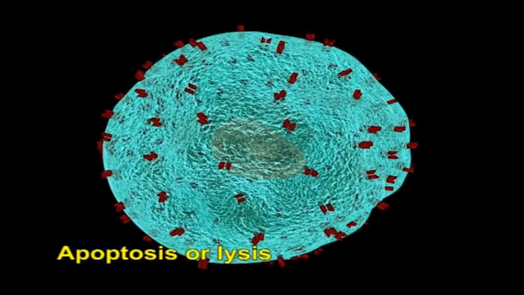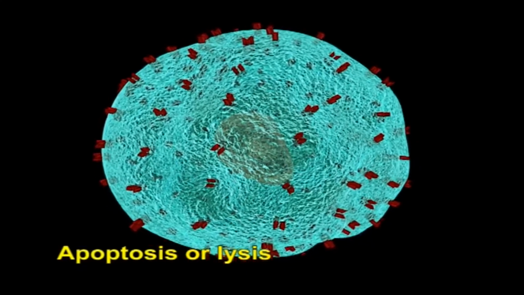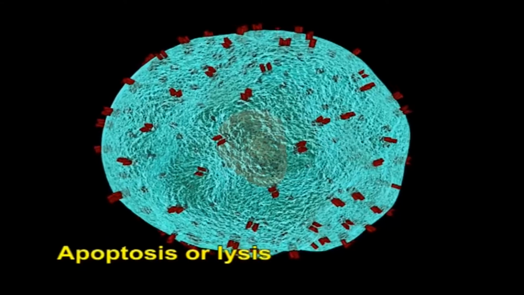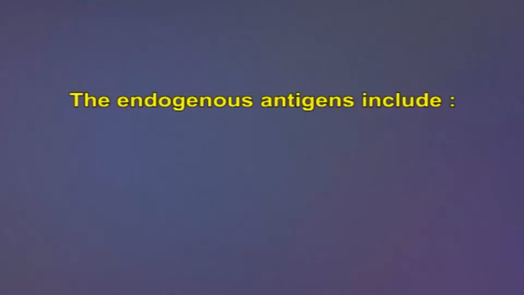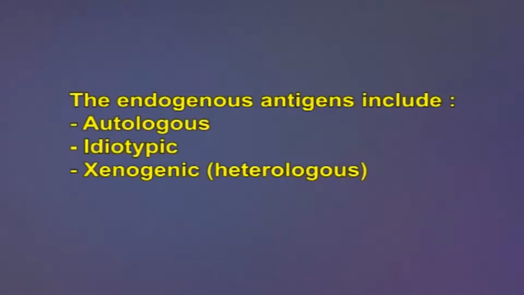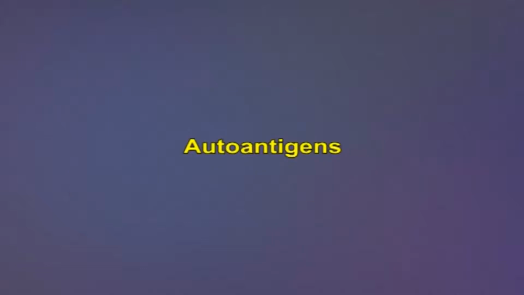To prevent the cytotoxic cells from killing normal cells, self-reactive T cells are immediately deleted from the collection. This is the result of tolerance, which is also known as negative selection. The endogenous antigens include autologous and idiotypic, xenogenic or heterologous, and allogenic or homologous antigens.